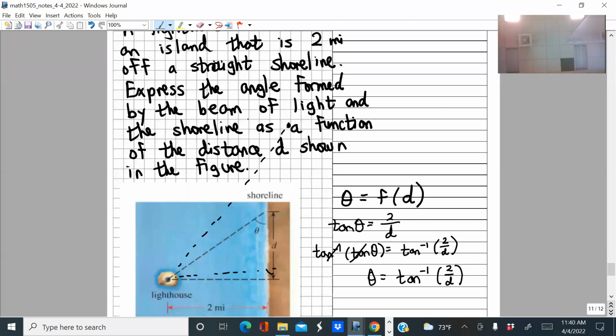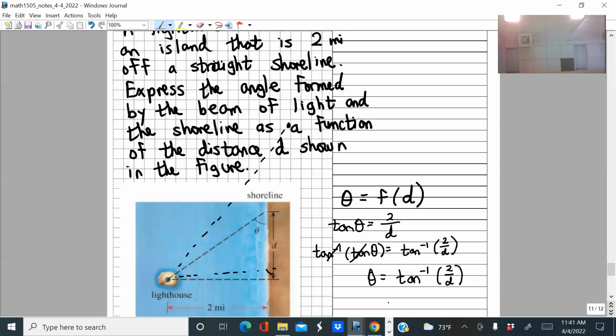So when you're asked to write down some quantity as a function of another, that means you want to write down a formula that will give you that quantity. You want that formula based on the quantity that's given. So we wanted to write down a formula for theta based on d. Well, there's our formula. It's not an algebraic formula; it's a trigonometric formula. But still, it's a formula.